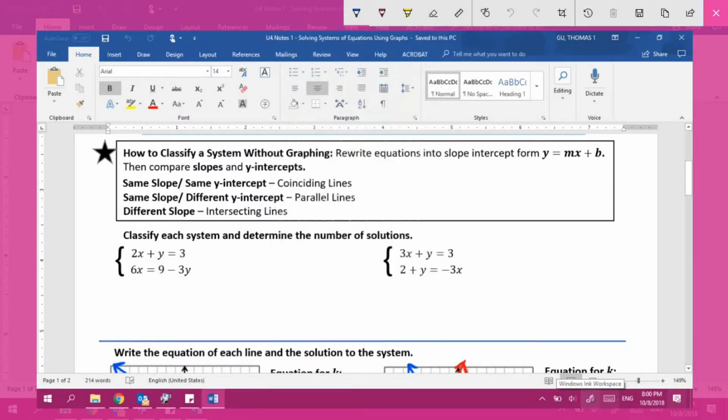Now, we need to put it into y equals mx plus b form so we can compare the slopes and the y-intercepts. So first one up here, we got 2x plus y equals 3. I'm going to subtract 2x from both sides. Boom, boom. y equals negative 2x plus 3. There's one of my equations. Now let's do the other one.